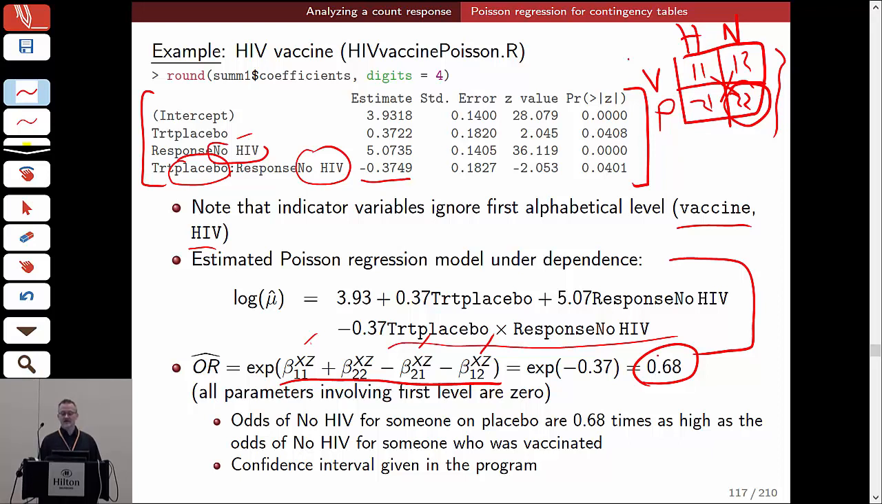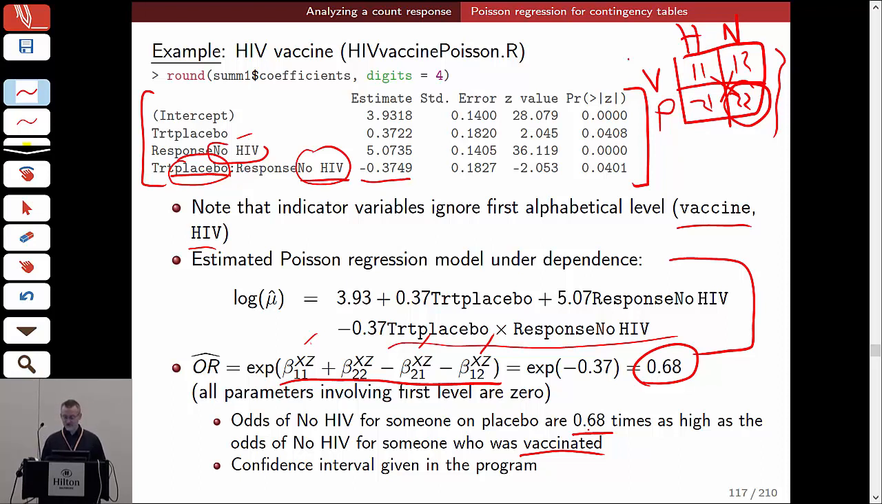The way to go about that systematically is to look at the table that you've just created. We have just created a table that looks at the odds of no HIV for someone on placebo, because those things were what the parameter was made from. The odds of no HIV for someone on placebo are 0.68 times as high as the odds of no HIV for someone who is vaccinated. We can flip that around and say the odds of HIV for someone who is vaccinated are 0.68 times the odds of HIV for someone on placebo, which is suggesting that the vaccine is working.